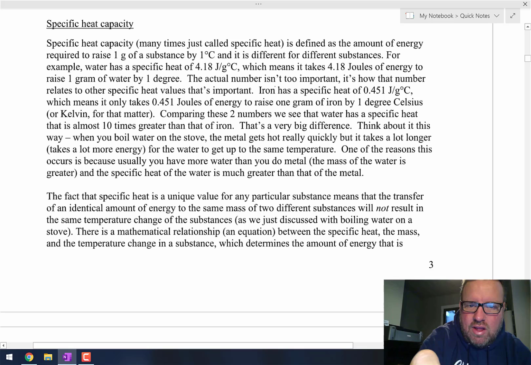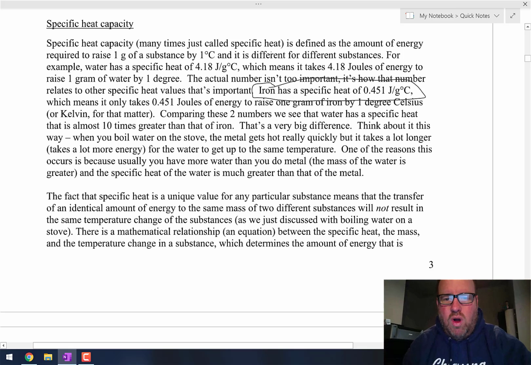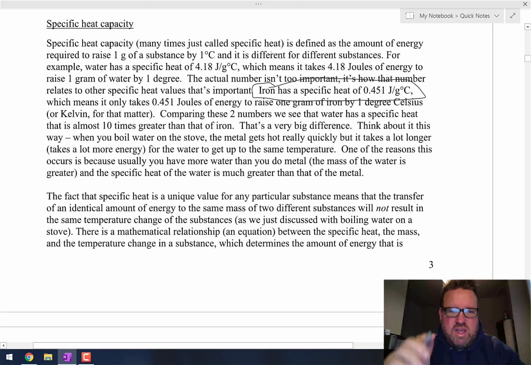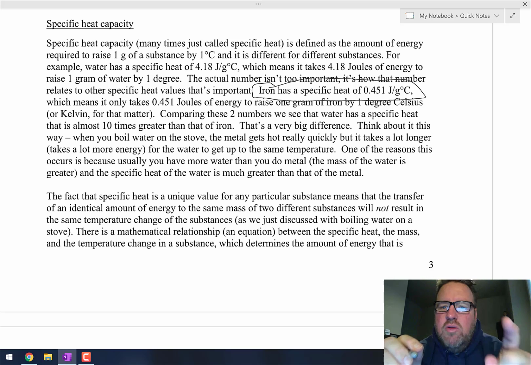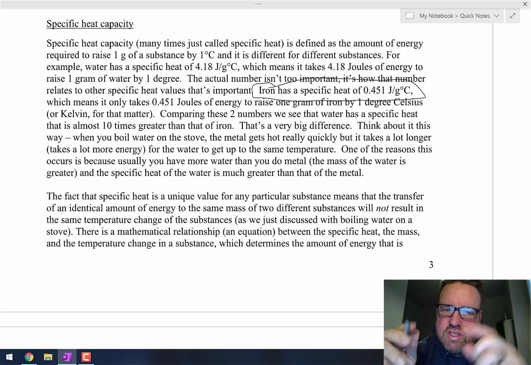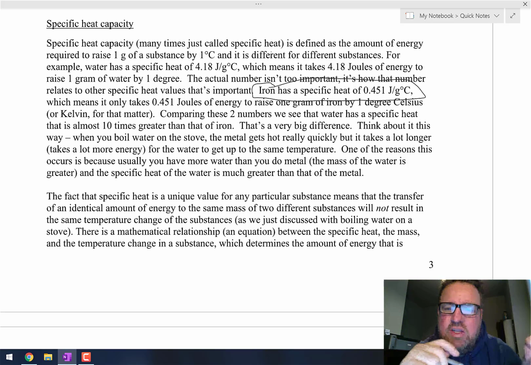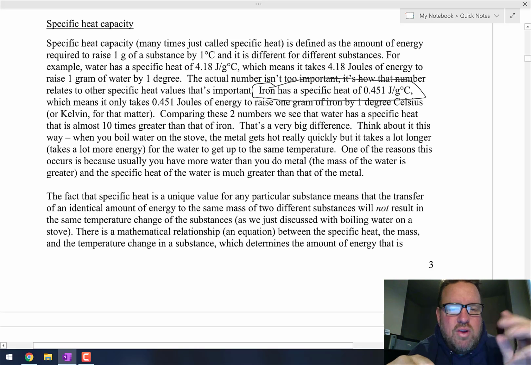Iron, for example, has a specific heat of 0.451. That's a pretty low specific heat. And what that means is it doesn't take very much heat. It only takes 0.451 joules, which is the unit that we use for energy. So it takes 0.451 joules of energy per gram to raise the temperature by 1 degree.